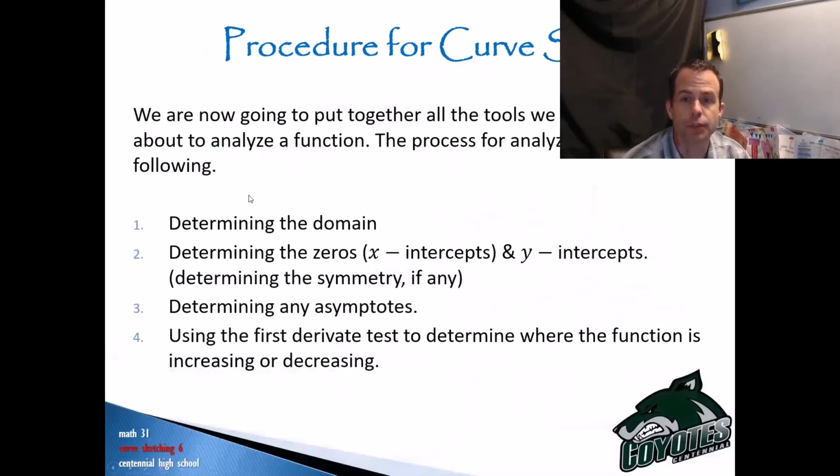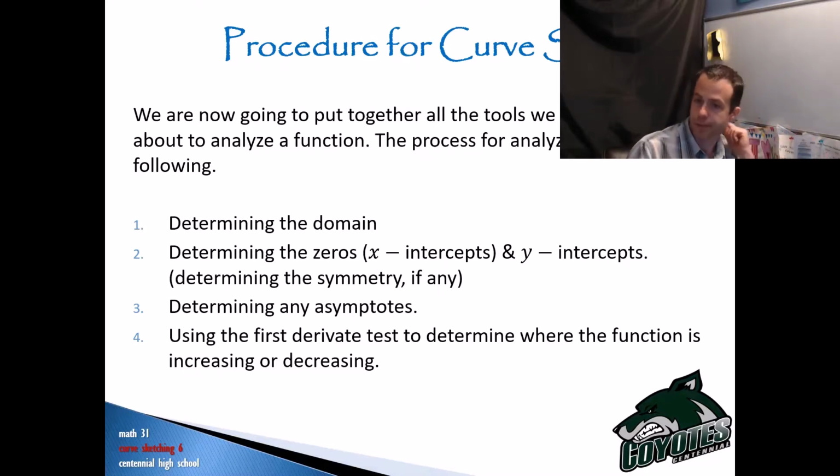Okay, so we are now going to put together all the tools we've learned about to analyze a function. The process for analyzing includes the following. I'm going to ask you questions where it just says analyze the following, and you're going to have to list these things. You want to determine the domain, the zeros, the x-intercepts, and the y-intercepts, and determine any symmetry. Then you want to talk about asymptotes, horizontal, vertical, and slant, if applicable.